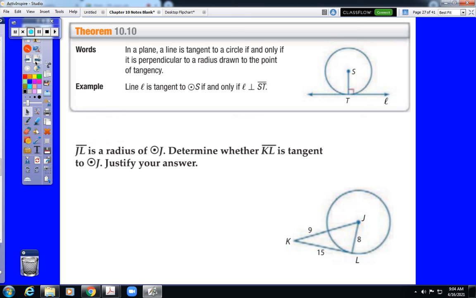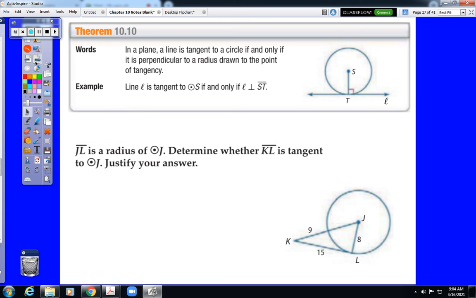So, we're going to be dealing with basically two rules in this section. The first rule is Theorem 10.10 in your book. It says in a plane, a line is tangent to a circle if and only if, so there's that biconditional statement, meaning that both the theorem and its converse are true, if and only if it is perpendicular to a radius drawn to the point of tangency.